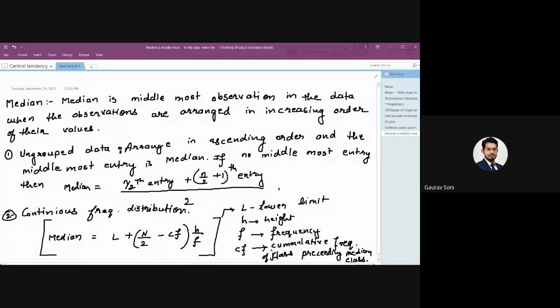Okay, a simple question now. Which class is called the median class then? This is again the frequency of the median class. Which class is called the median class? Anyone who remembers?